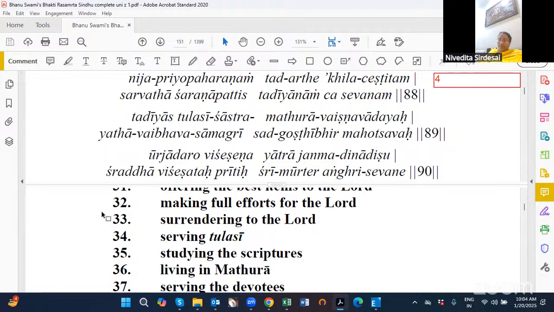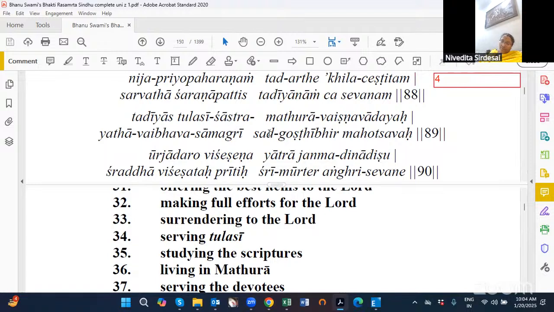Then studying the scriptures. Something is wrong. Currently, Sarvataha sharanapattis, Tadiyanam cha sevanam. Again, Tadiyas Tulasi has been given. One is missing out. Surrendering to the Lord is what? Sarvata sharanagati. Tadiyanam cha sevanam, that includes Tulasi. Okay, something I feel that one thing is missing. Let us proceed.